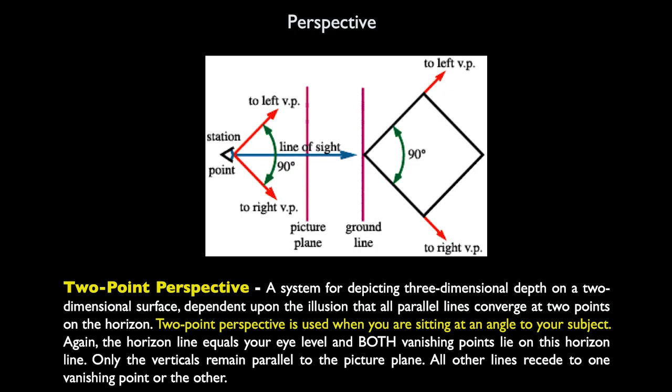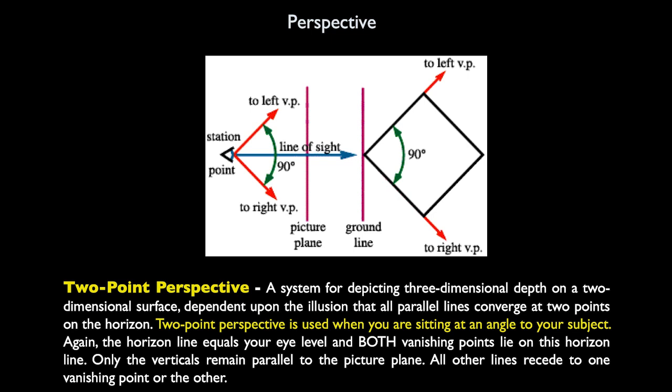So then we go to two-point perspective, and this is a system for depicting three-dimensional depth on a two-dimensional surface, and is dependent upon the illusion that all parallel lines converge at 2 points on the horizon line. So two-point perspective is used when you're sitting at an angle to your subject, like at the corner. So again, the horizon line equals your eye level, and both vanishing points lie on this horizon line.